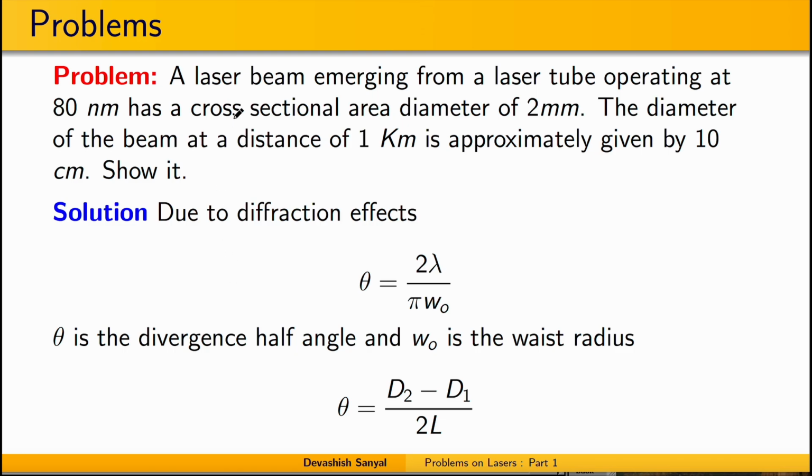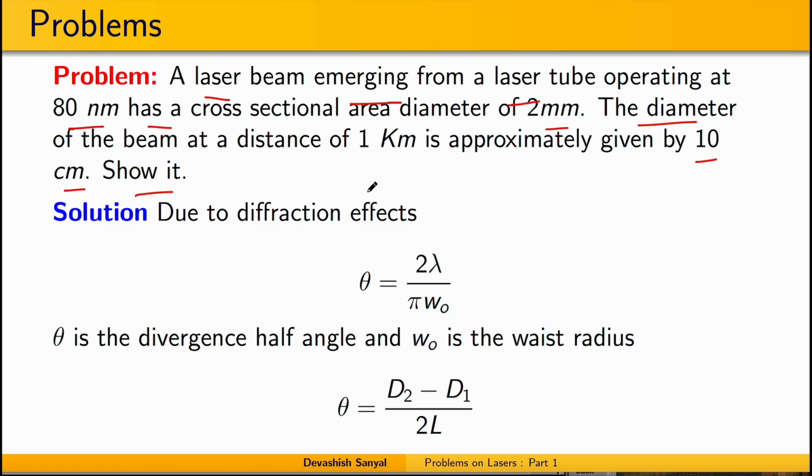Next: a laser beam emerging from a laser tube operating at 80 nanometers has a cross-sectional area of 2 millimeter. The diameter of the beam at a distance of 1 kilometer is approximately 10 centimeters. We have to show that the beam has a diameter of 10 centimeters at a distance of 1 kilometer.